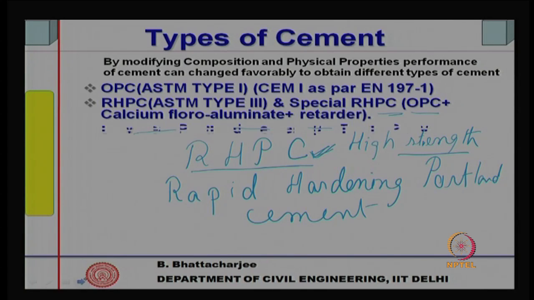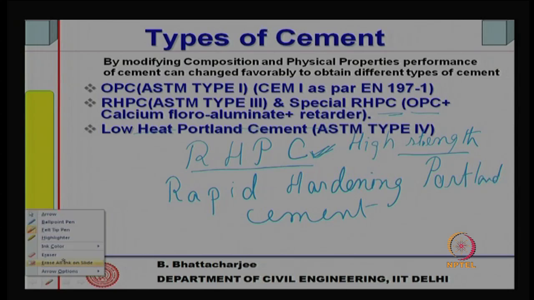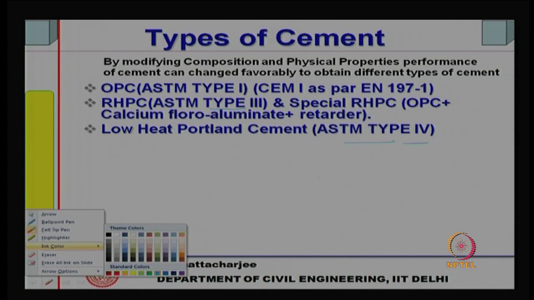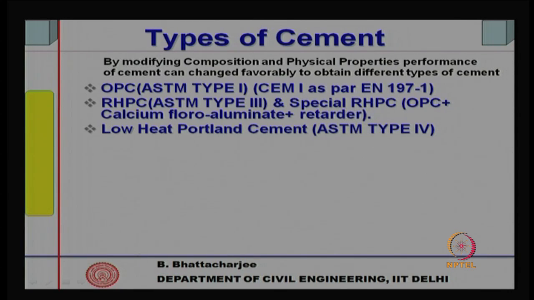So, that is special rapid hardening cement, which hardens much faster. They are basically fluoroaluminate type of cement. Then you have got low heat Portland cement, ASTM type 4. Now, this is ASTM type 3 and this is ASTM type 4. ASTM type 4 is low heat cement, which was used largely for mass concrete construction earlier. It was used earlier for mass concrete construction.